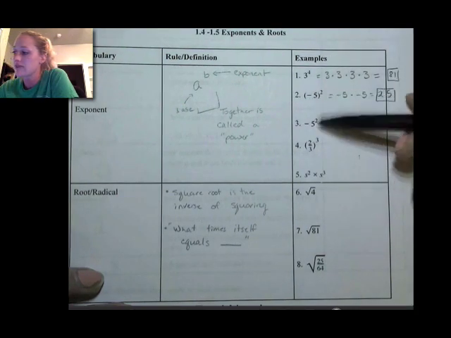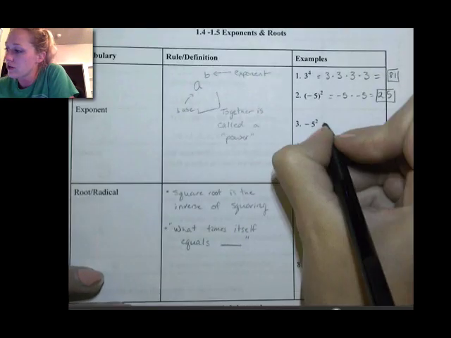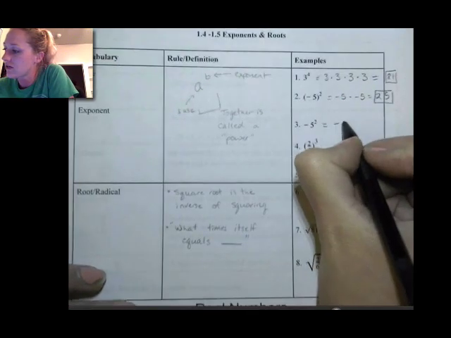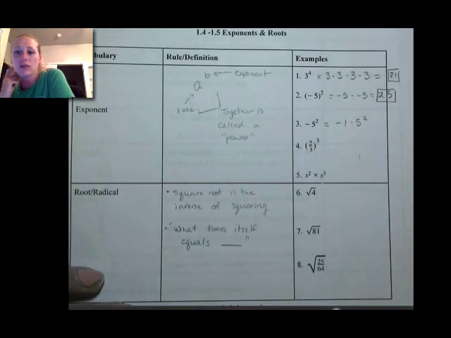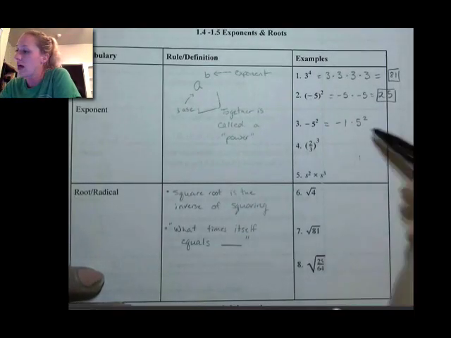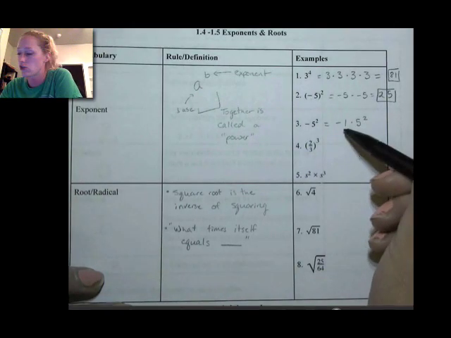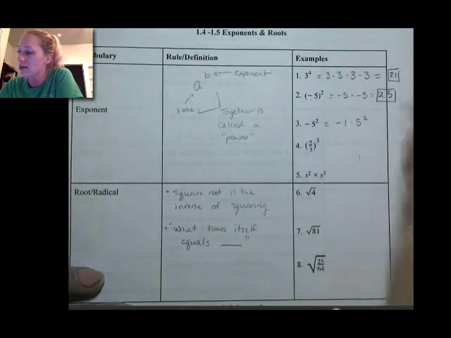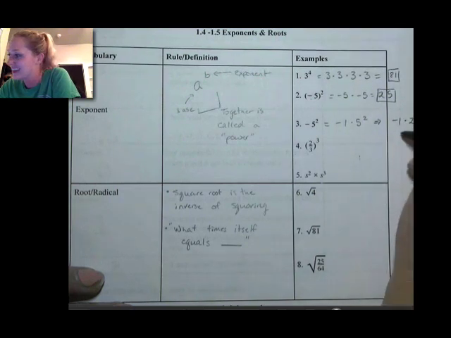Now, how is that different from this one? Well, really what this says, you guys, is another way to think about this is -1 times 5 squared. So if we think about order of operations, I have to actually do the exponent first and then the multiplication. So 5 squared is 25. So this is really -1 times 25. Well, negative times the positive is -25.